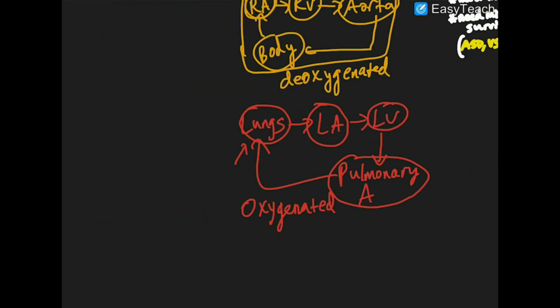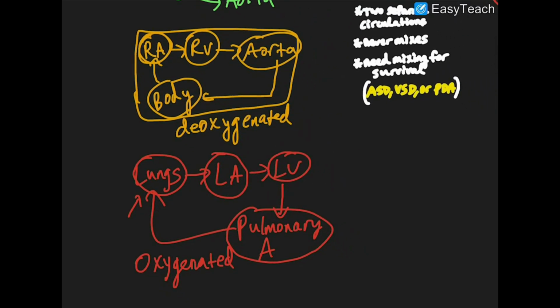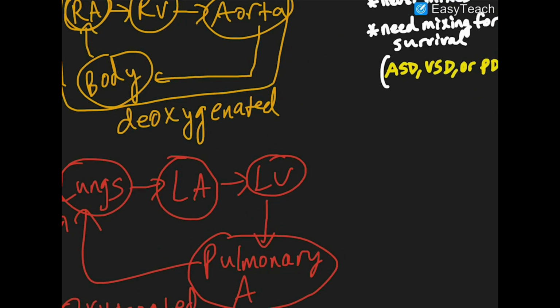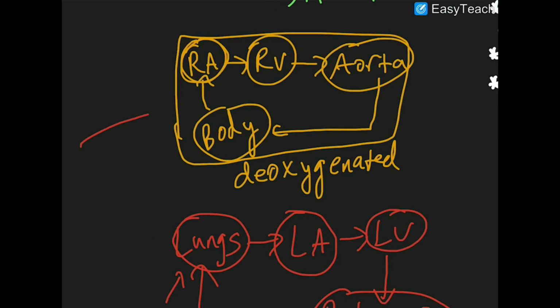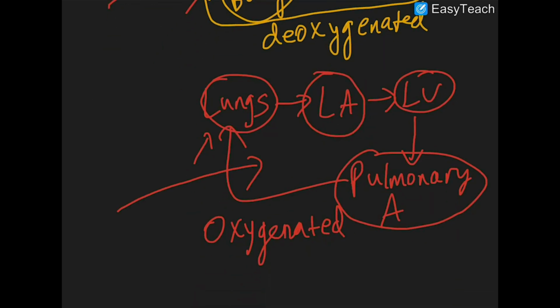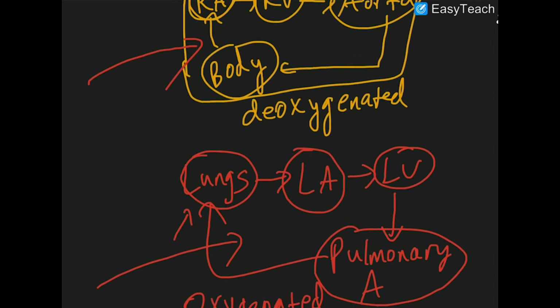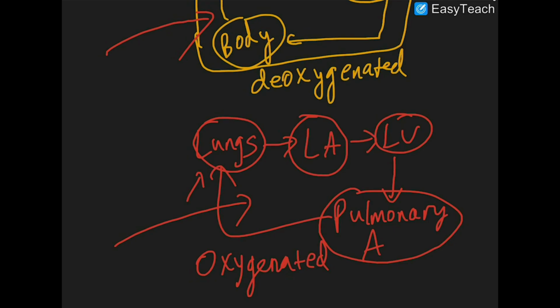Okay, so that's actually really important. This is the main part of this transposition of great vessels disease. All the blood in this circuit is deoxygenated. All the blood in this circuit is oxygenated. But these two circuits aren't connecting. So if we don't connect these two circuits, this is very fatal. That's why transposition of great vessels can lead to early cyanosis and death if not treated quickly.